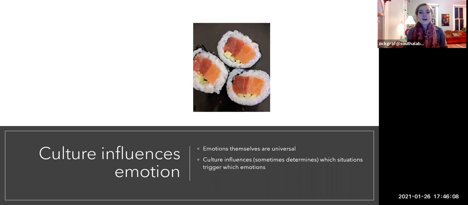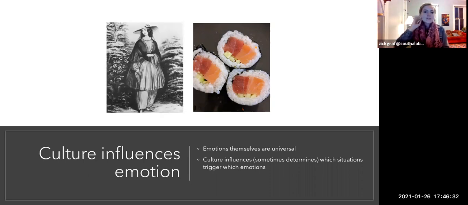Eating raw fish was just not part of the American culture, not part of the diet. And so people would have reacted to this with disgust, whereas now probably most of us have had sushi before and like it. It's a part of our diet now, so we no longer have that emotional reaction to it. Our culture has basically determined that something that once would have elicited disgust no longer does. Now, for most people, it probably elicits positive emotions.